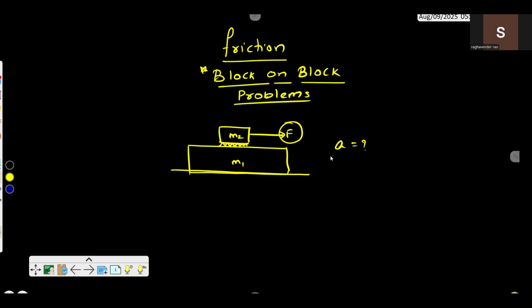There might be friction here, there will be friction here. So anywhere you can take, the friction will be present. So according to the questions, we have to do these problems. Now let us first understand friction. I'll be coming from basics. First, let us understand how friction works.